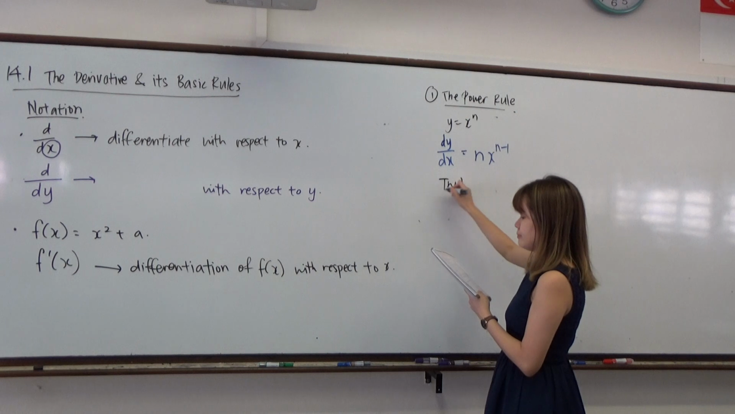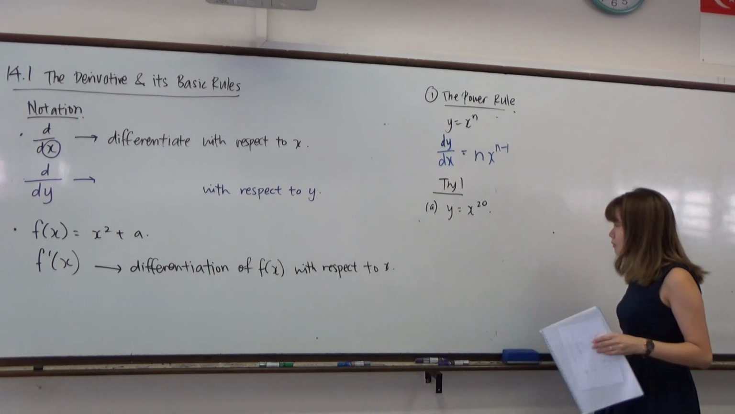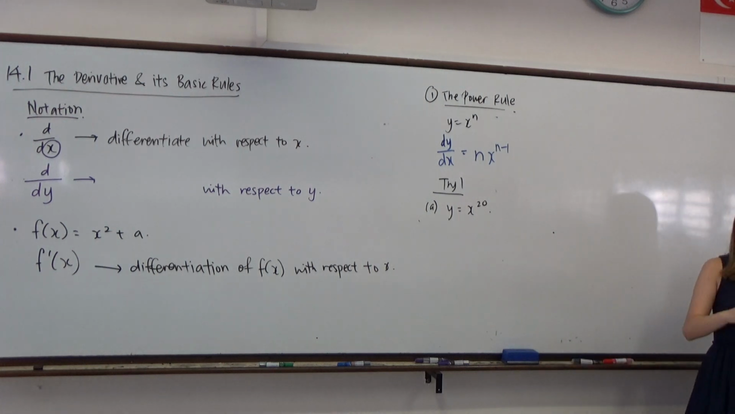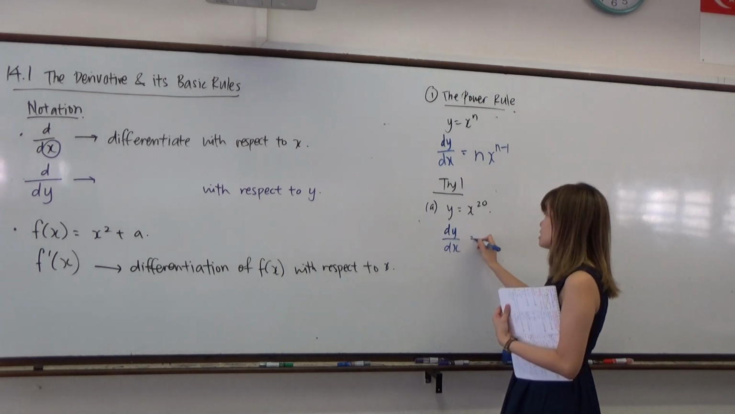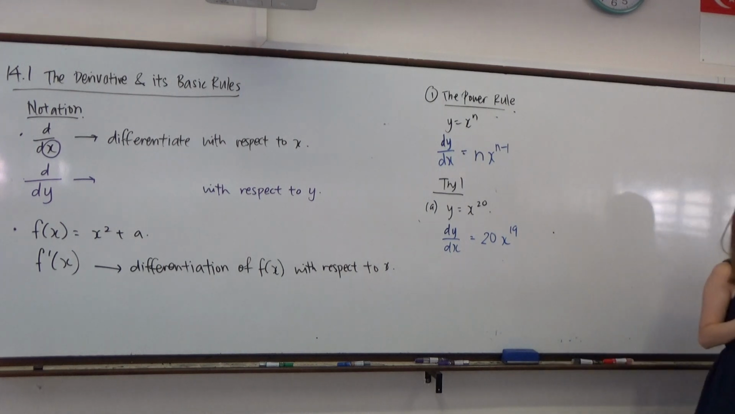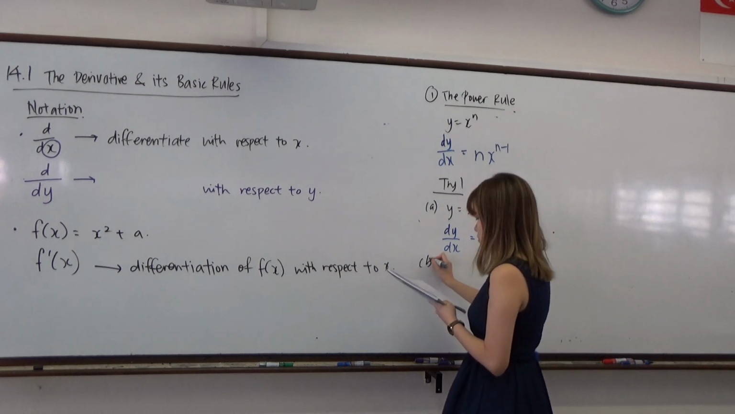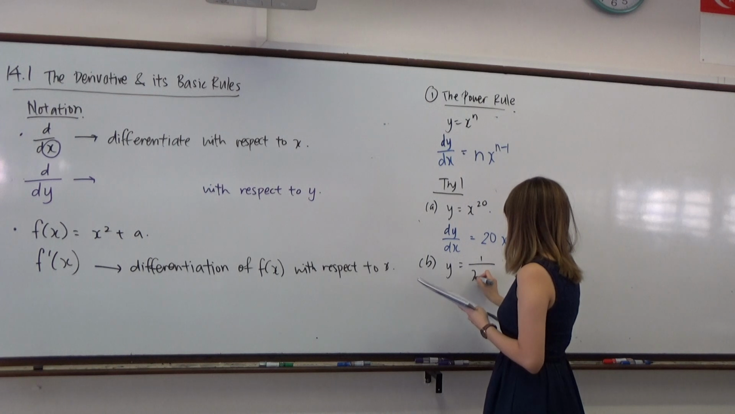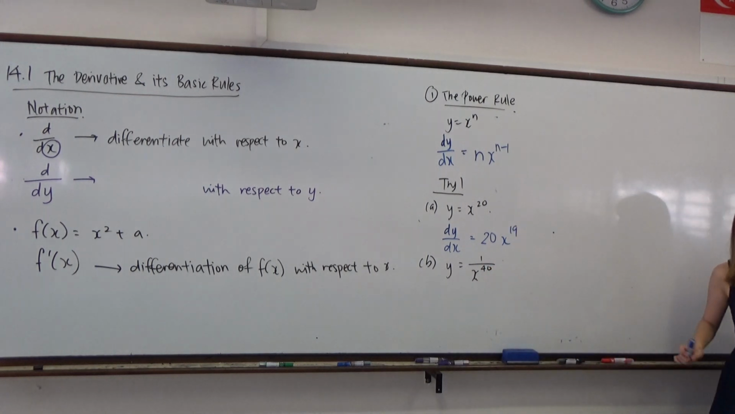So for instance, if we have y equals x to the power of 20, then dy over dx will be equal to 20x to the power of 19.